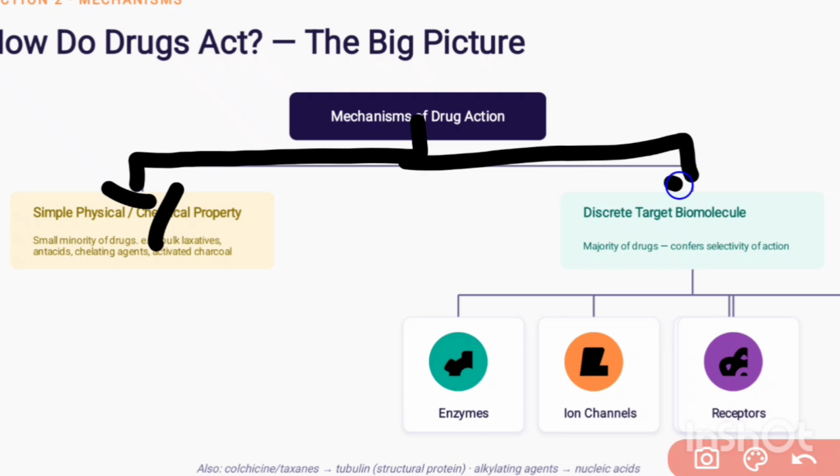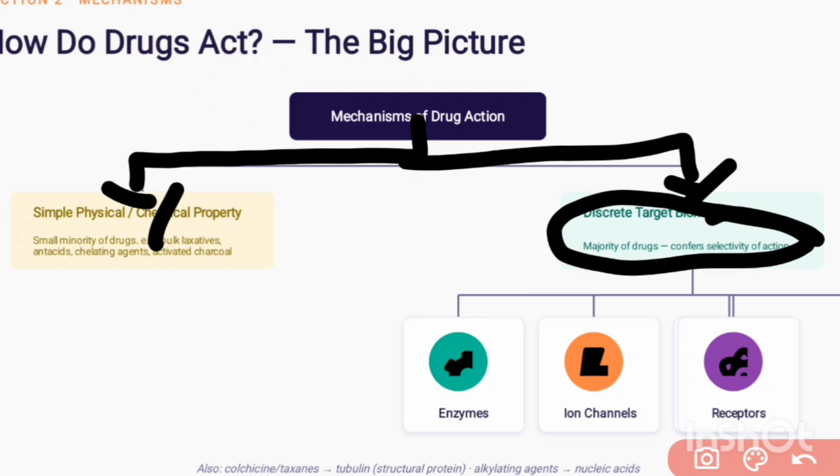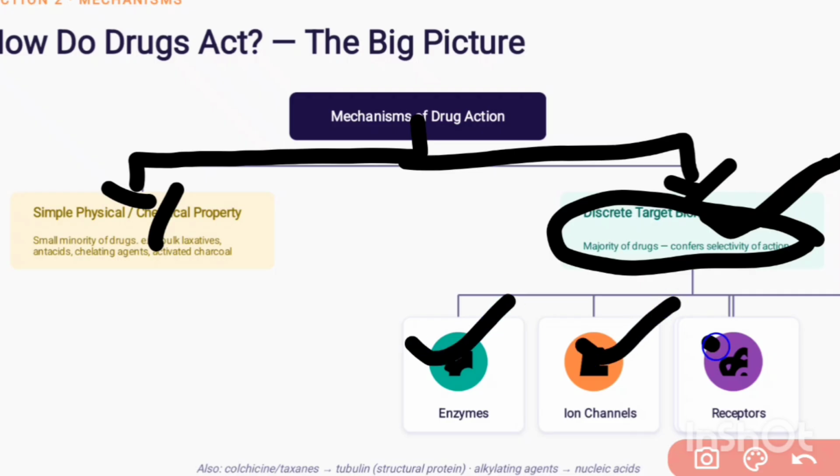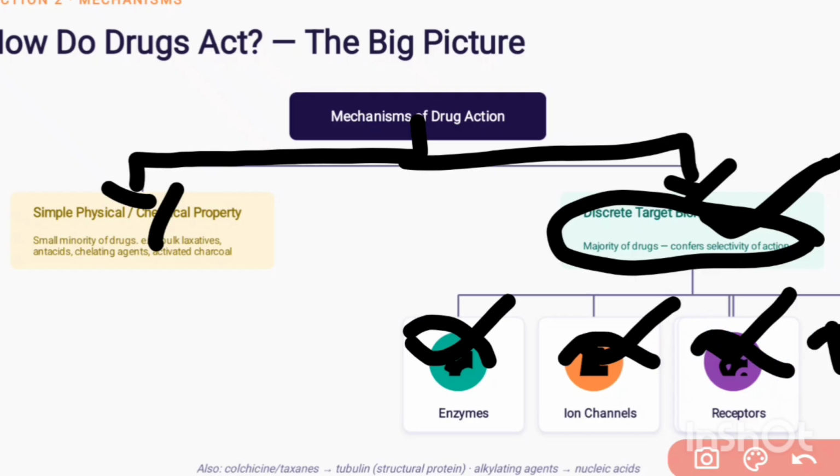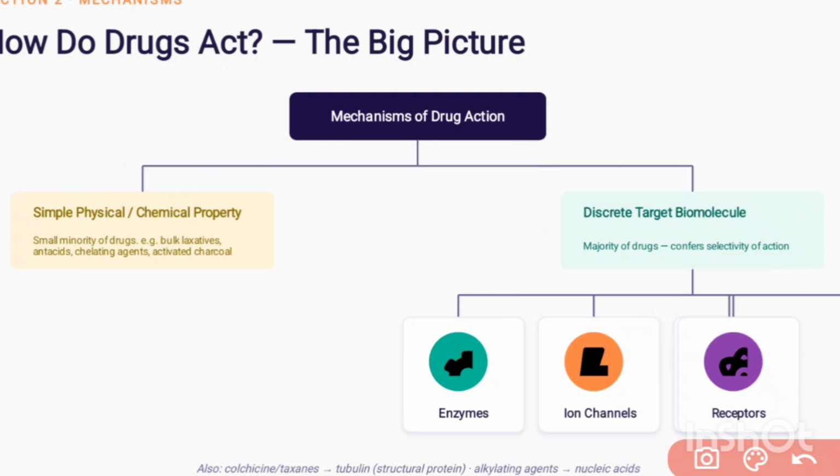Protein-based targets act by targeting various functional proteins in our body, that is, they act by binding with various biomolecules. For example, enzymes, ion channels, receptors and transporters. These are the four major important biomolecules. At the same time, only a few of the drugs also act through their physical and chemical properties.